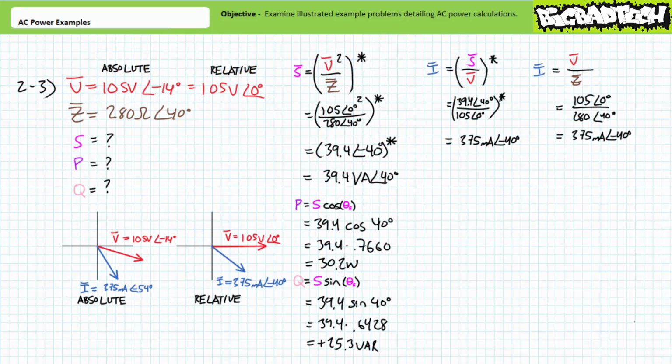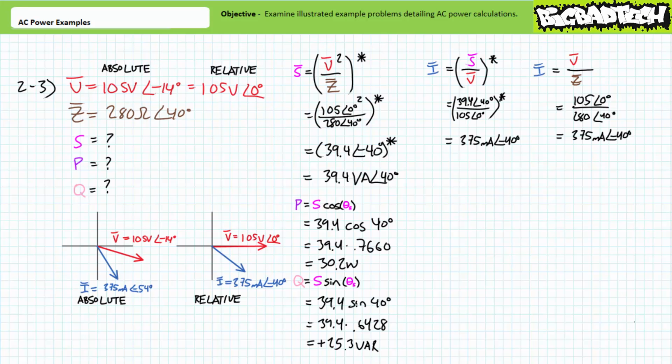For our third example problem, we've been given a voltage of 105 volts at an angle of negative 14 degrees and an impedance of 280 ohms at an angle of positive 40 degrees, and are being asked to solve the resultant apparent, real, and reactive power. Given the impedance appears to be somewhat inductive because of the positive impedance angle, we should expect our resultant real power to be less than our apparent power magnitude and our reactive power polarity to be positive. Let's see if this is the case.